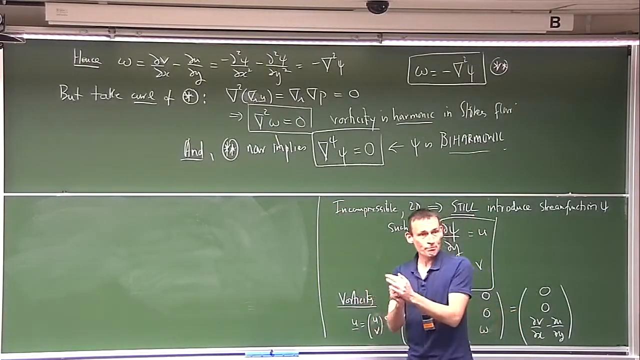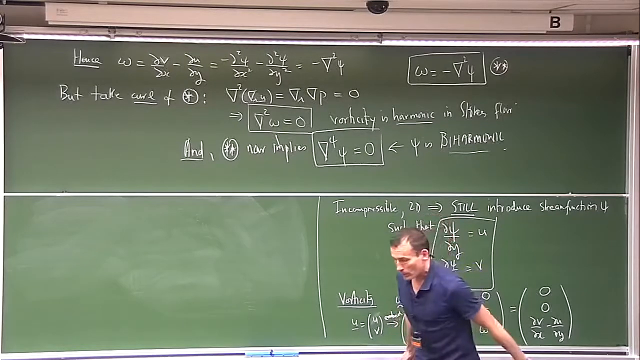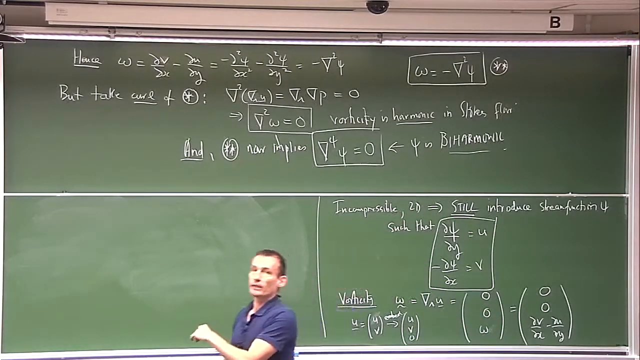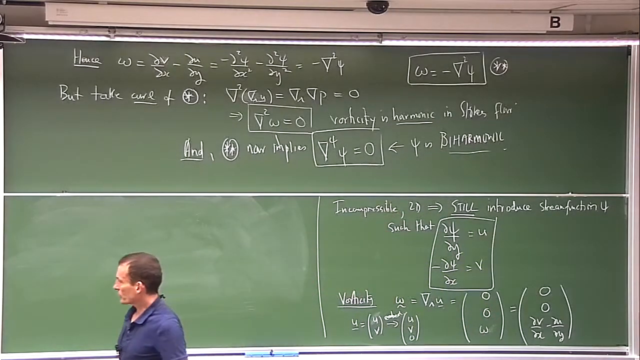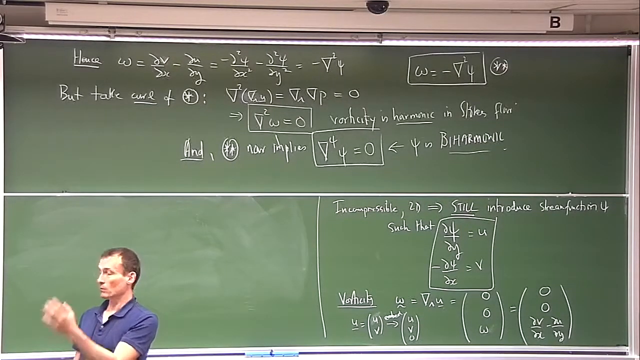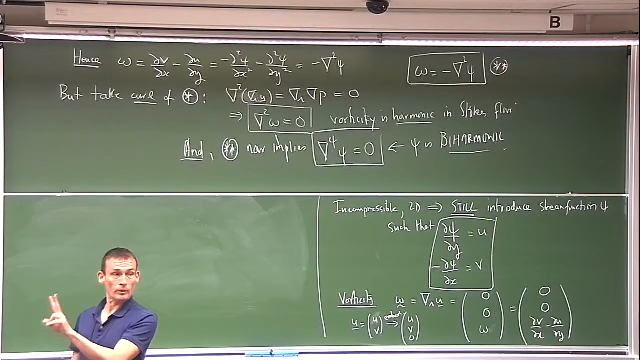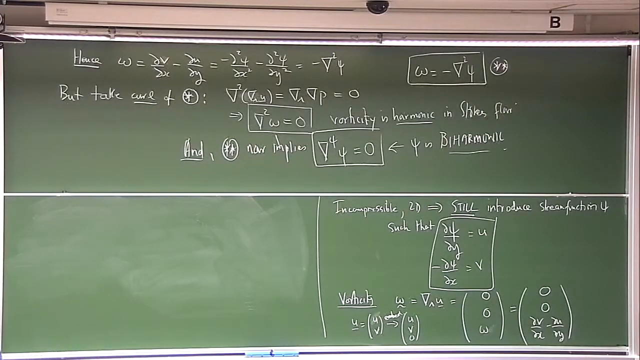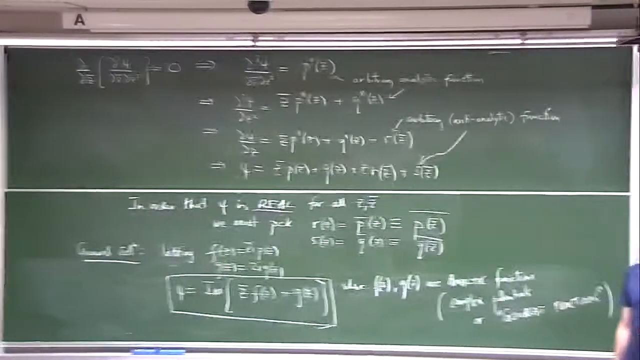Everyone happy? So, the only difference now, from the whole of the thing I talked about on Tuesday, which is ideal flow, the only difference now, when we're dealing with Stokes flow, is we've got two complex potentials, F and G, in order to determine the stream function.